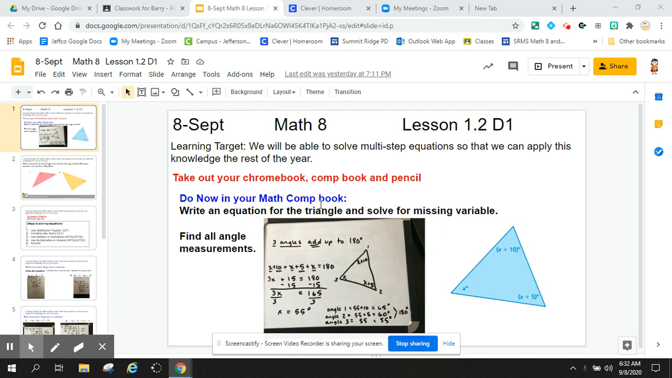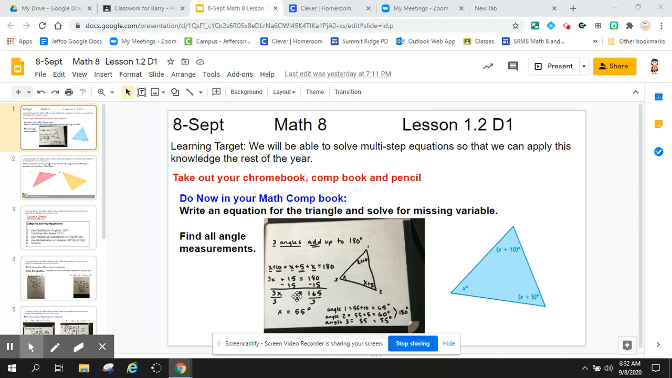So what you're going to do in your comp book today is copy this triangle, and you're going to write an equation, x plus 10 plus x plus 5 plus x equals 180 degrees. Remember that a triangle always adds up to 180 degrees. You're going to solve it, and then when you get x equals 55, you're going to find all angle measurements.